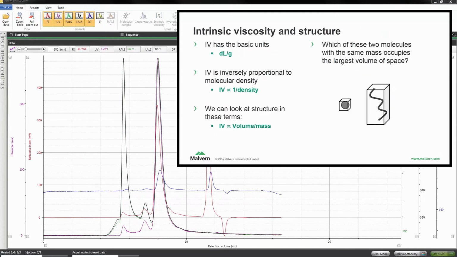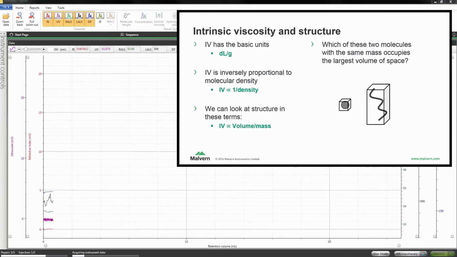So the final detector is a viscometer, which is a measurement of molecular structure. And just to keep this nice and simple, it's the inverse of molecular density. We imagine a protein being, in most cases, a very high density, globular, compact molecule, and a high density is a low intrinsic viscosity. On the other hand, a more extended, open, fibrous molecule will have a higher intrinsic viscosity and a lower density.